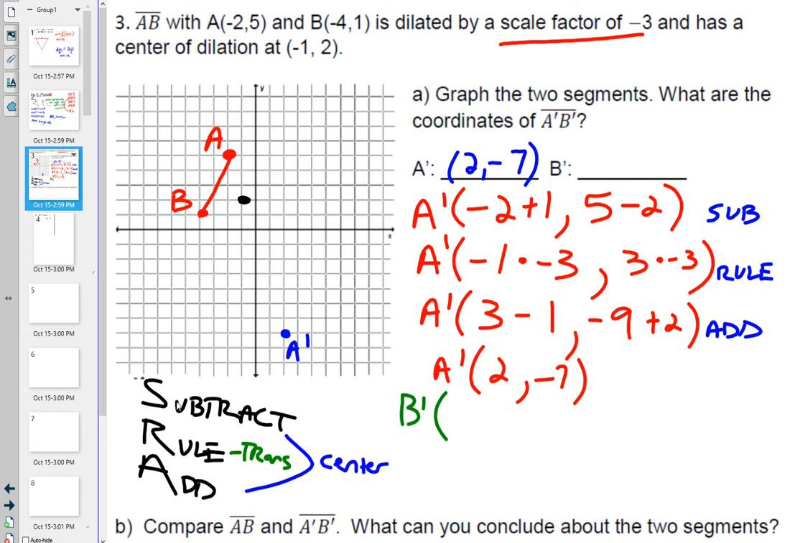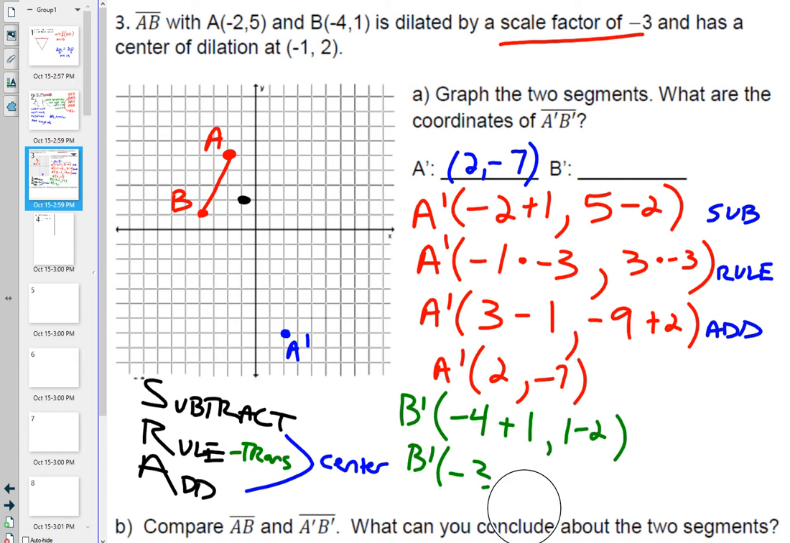So for B, the starting x is negative 4. We're going to subtract the center. The center of x is negative 1. Subtracting a negative is the same as adding. So negative 4 plus 1. The starting y for B is 1. And then if you subtract the center, 1 minus 2. So we get negative 3, negative 1.